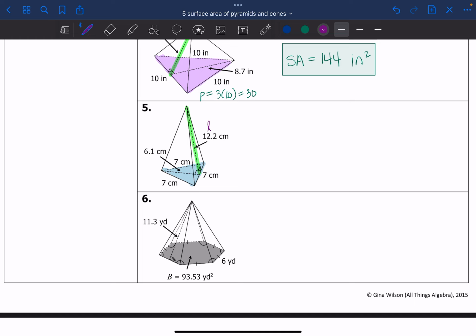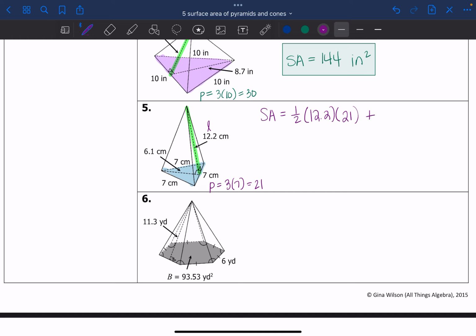And then we need the perimeter of the base. So looking at that bottom, all 3 sides are 7. 3 times 7 is 21. So that perimeter is 21. Let's start plugging in our numbers. Surface area is equal to 1/2 slant height times perimeter. So that's 1/2 times 21.2 times 21. And then plus the area of the base.